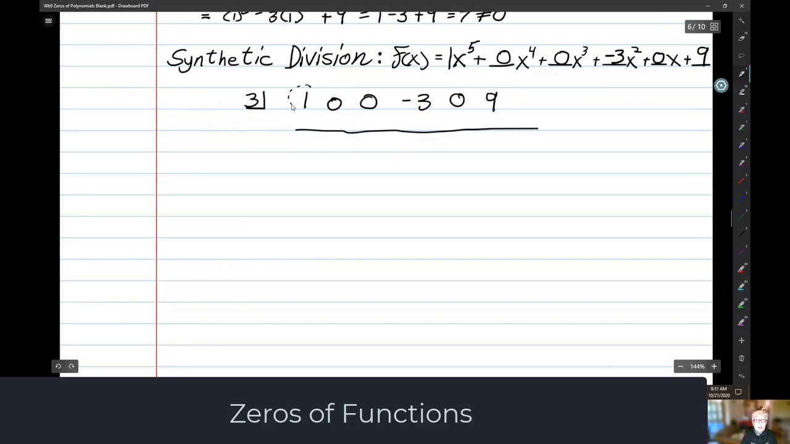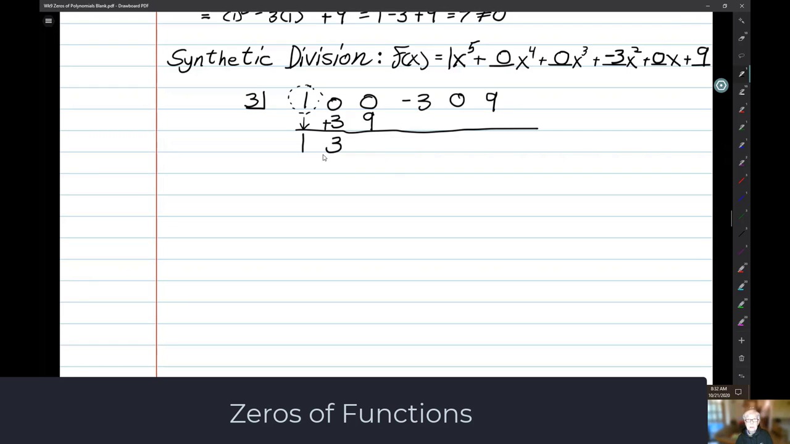Then I take the leading coefficient and I bring it straight down and write it right there. That's a 1. Now this is what I do. I take 1 and I multiply it by 3. That's 3. I write 3 here. And then I add 0 plus 3 is 3. Now I take the 3 I just wrote down and multiply it by the number up here. 3 times 3 is 9. I write the 9 here.